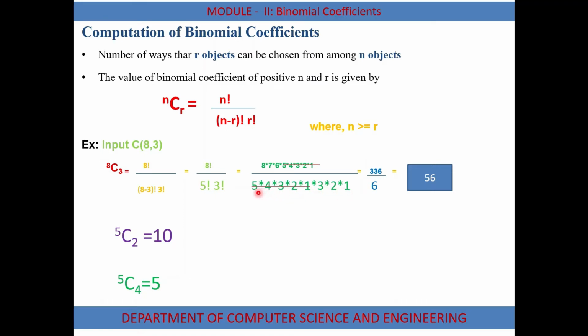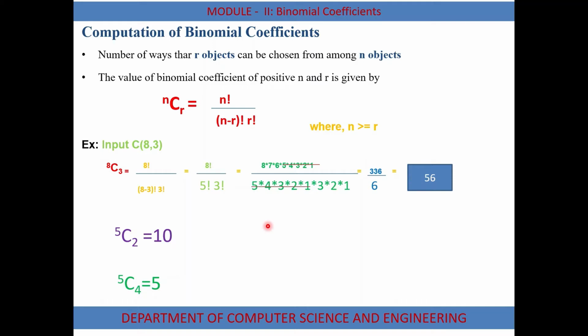So here 5 factorial is cancelled. 5 into 4 into 3 into 2 into 1 gets cancelled. Remaining is 8 into 7 into 6 divided by 3 into 2 into 1. That is nothing but 336 divided by 6 is equal to 56. So 8C3 is equal to 56.